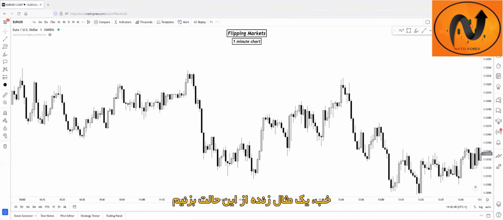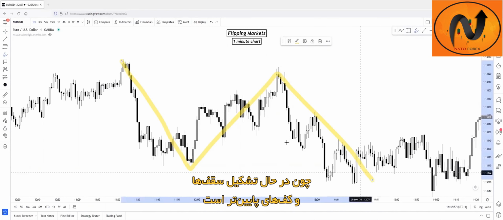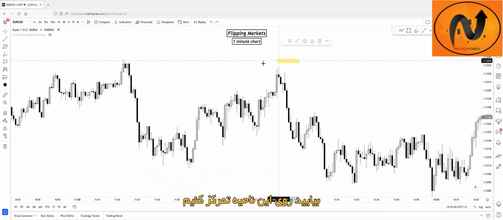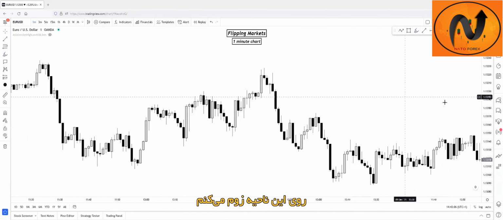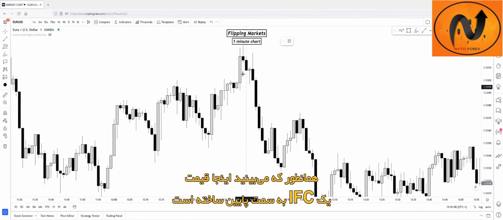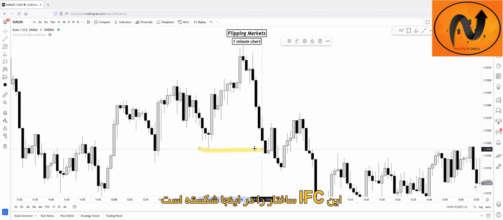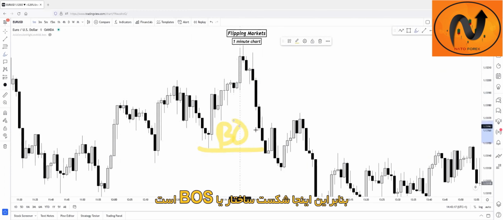Okay, so let's see the live example of the weak zones. As you can see, price is moving in a clear downtrend because it's forming lower highs and lower lows. So let's just focus on this region. I will just zoom in. As you can see in this region, price has created an inefficient move to the downside, so it's a really real inefficiency. Also, this inefficiency broke structure to the downside here, so it's a break of structure.